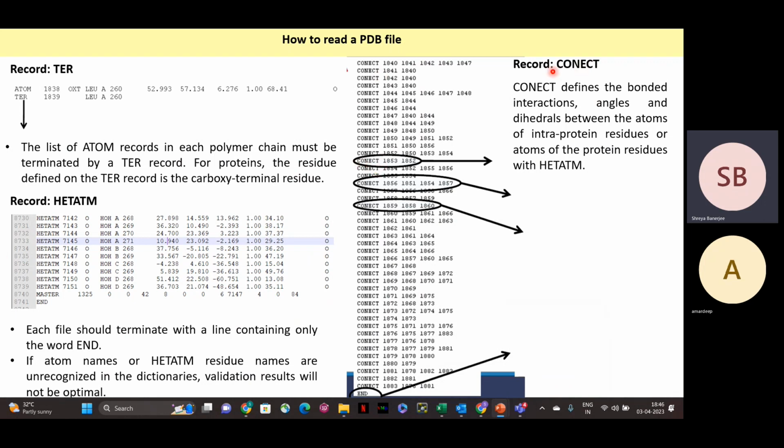And many times there is this record called CONECT. What this does is it defines the different interactions. If it is CONECT and then two values, that means there is a bond between these two atoms. These are the atom numbers, and it means there is a bond between these atoms. If it is CONECT and then four values, that means there is a dihedral angle between these four atoms. If it is CONECT and three values, that means there is a normal angle between these three atoms. So this word CONECT basically indicates which atoms are connected either through bonds or through dihedral angles or through normal angles.